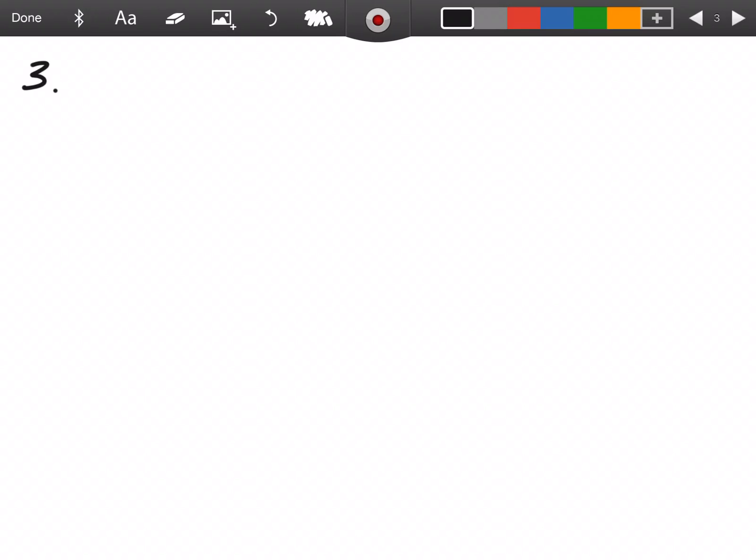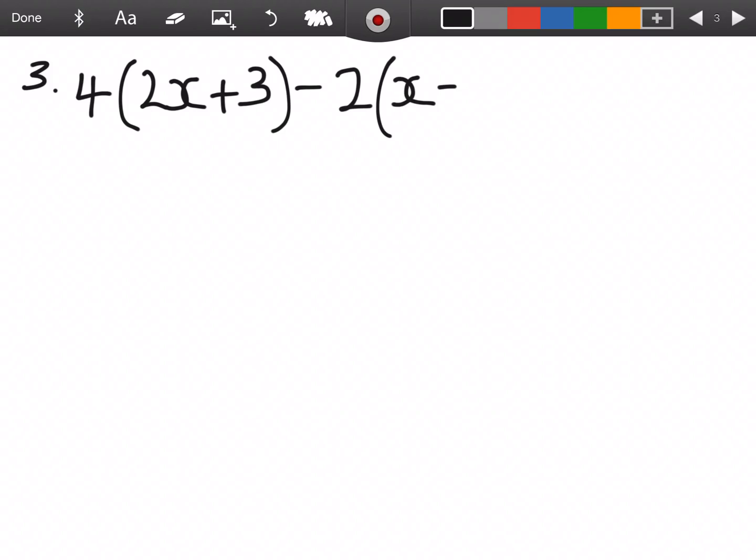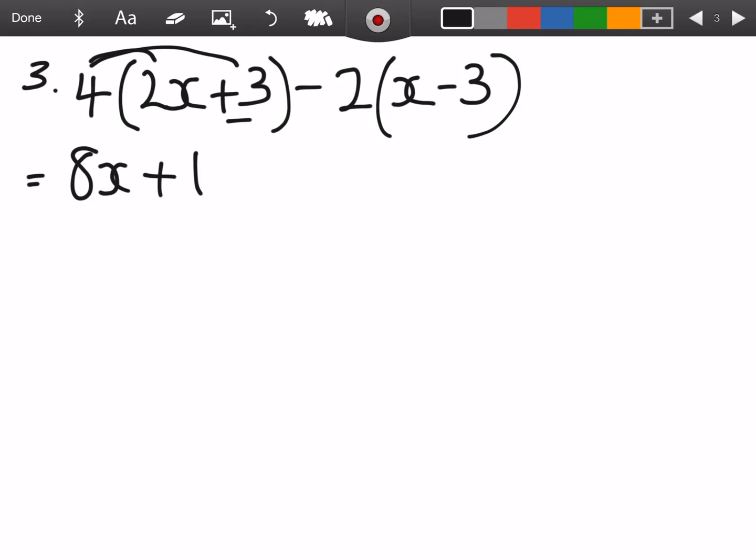Okay. Another type of multiplying out brackets question that you could be asked to do could be one like this. Okay. We'll multiply out the first terms. 4 times 2x and 4 times positive 3. 4 3s are 12, plus 12. The second bracket now, subtract.